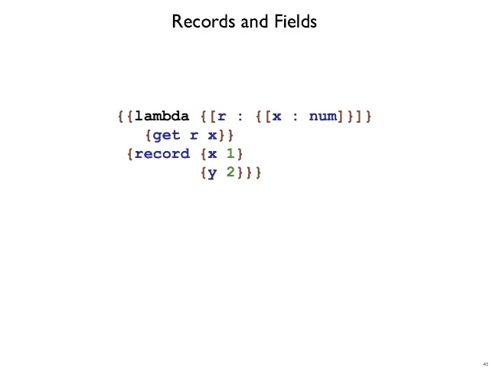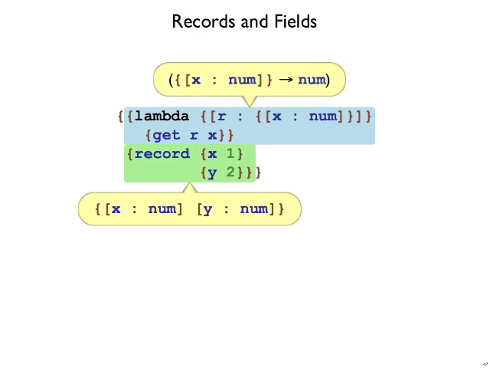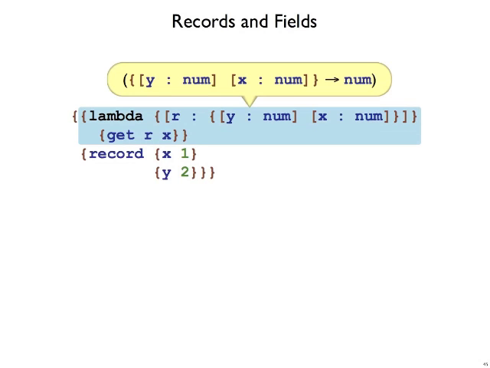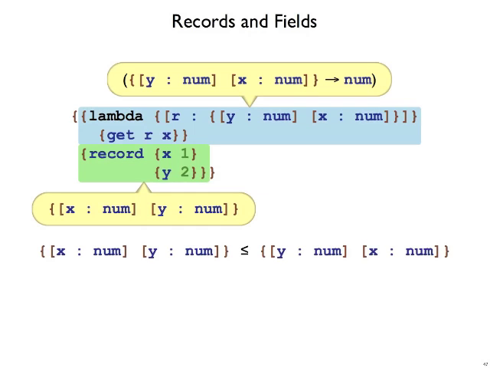So with that in place, now we have our function that wants a record with an x field. We're supplying a record that has x and y fields. It's an extra y field, and that's okay because this record type with x and y fields is a subtype of the record type with x fields. Similarly, if we reverse the field order, if the function wanted a y and an x and we give it an x and y, that's okay because x and y is a subtype of y and x.